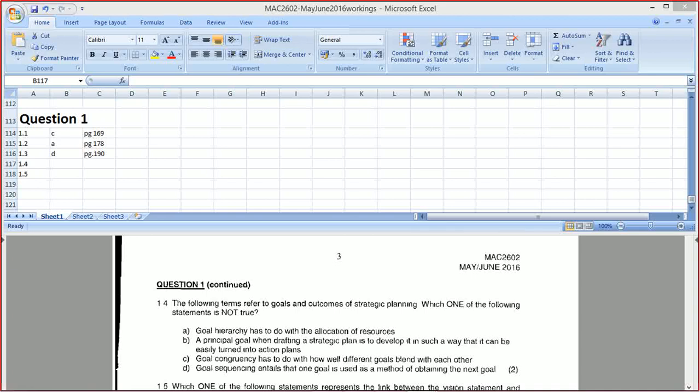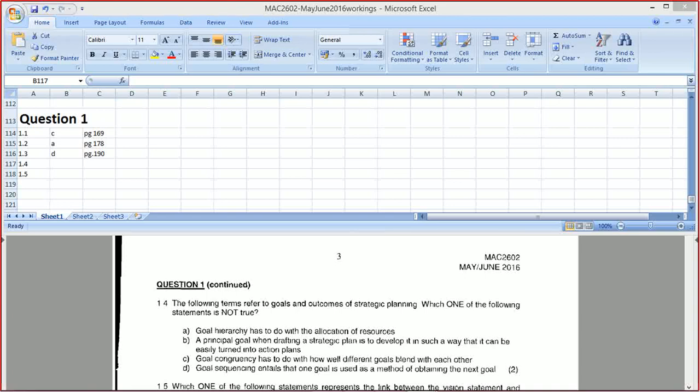A principal goal when drafting a strategic plan is to develop it in such a way that it can be easily turned into action plans. Okay, well, you would definitely want to take action. So if you have a goal, you would want to implement the goal. So you would want to do something about it. Goal congruency has to do with how well different goals blend with each other. Goal congruency, I think that was looking more at the long-term goals. Let's just check that.